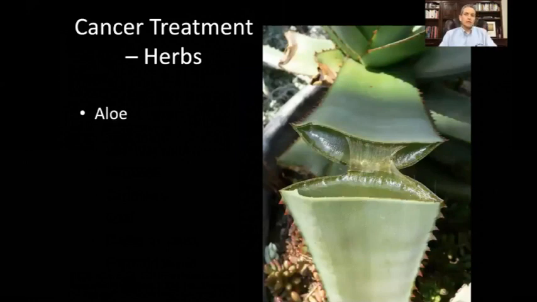Another one that's not so yummy, at least for most individuals, some people tolerate it just fine, but that is our good old-fashioned aloe. Aloe.